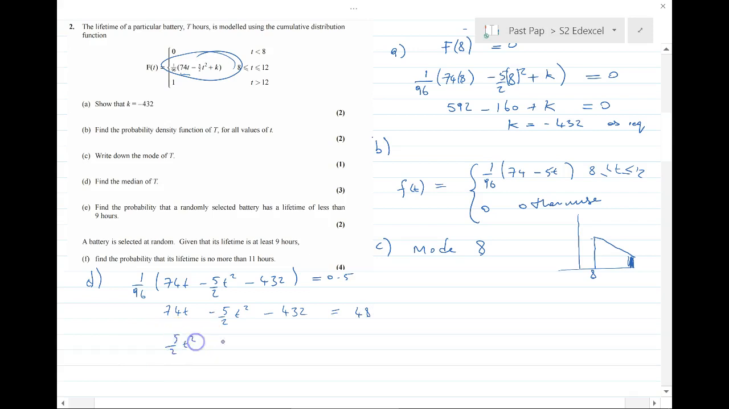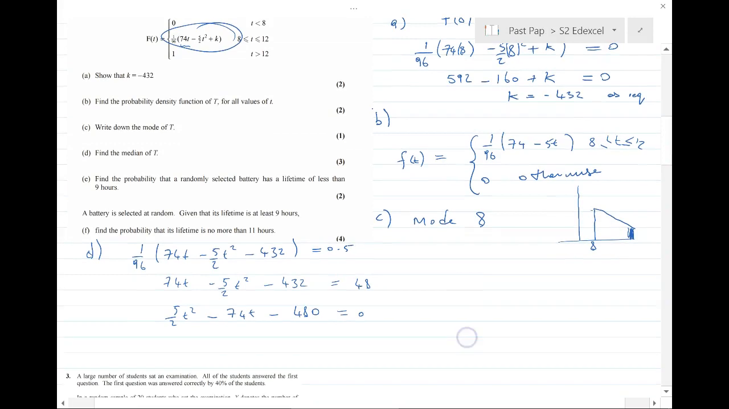Okay, let's take the 48 together and bring it over here. 5 over 2 t squared minus 74t, and then bringing up 48, that'll be minus 480, equals 0. I still don't really want to go to the formula yet. 5t squared minus 148t plus 960.